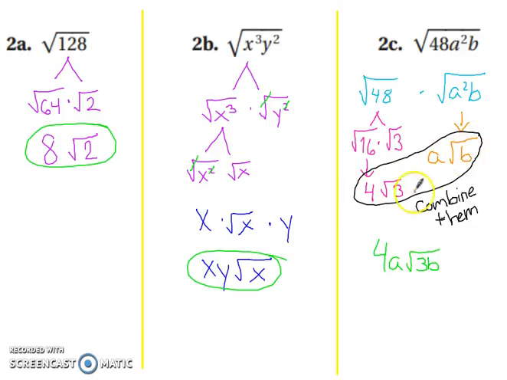Now that you have them both separate, we want to combine them together. Whatever is outside, we're going to multiply, and whatever is inside, we're going to multiply and keep inside. So we have 4a times the square root of 3b.